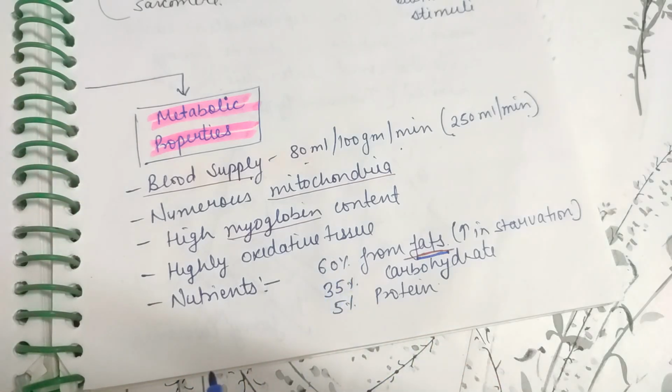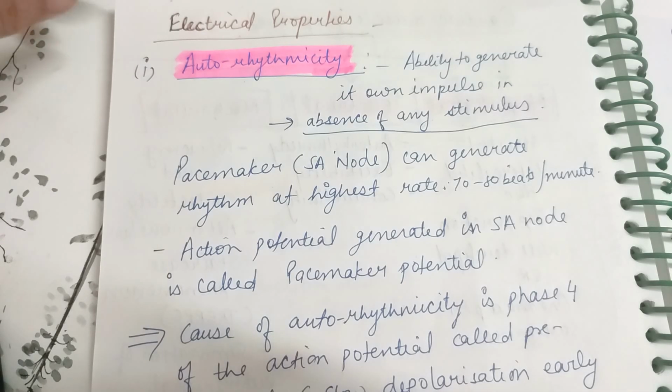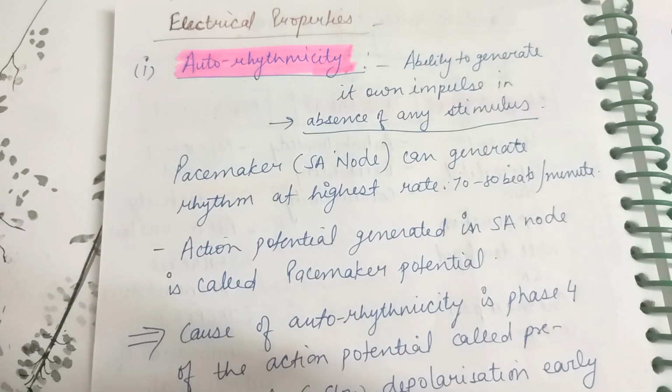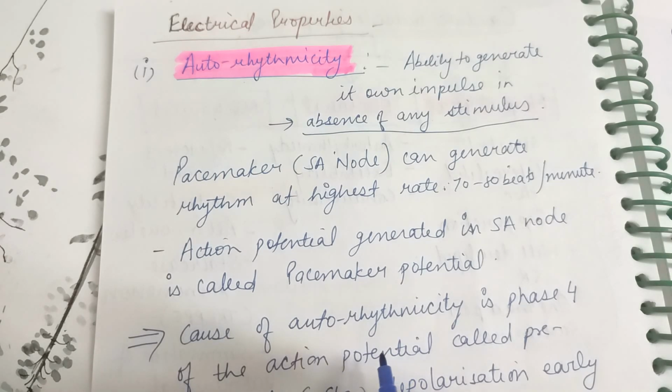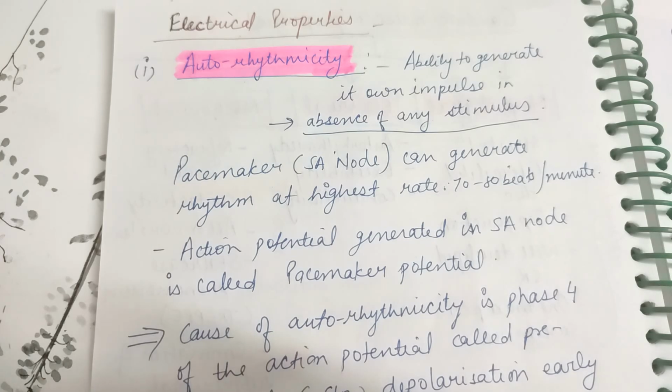Now we'll be talking about the major part of cardiac muscle properties, that is electrical property. Starting with the electrical properties, first is autorhythmicity. In the last video, if you have seen, we explained pacemaker potential and the action potential of cardiomyocyte. If you have attended those two videos, you should be very clear about autorhythmicity and excitability. So the same thing we have to explain here.